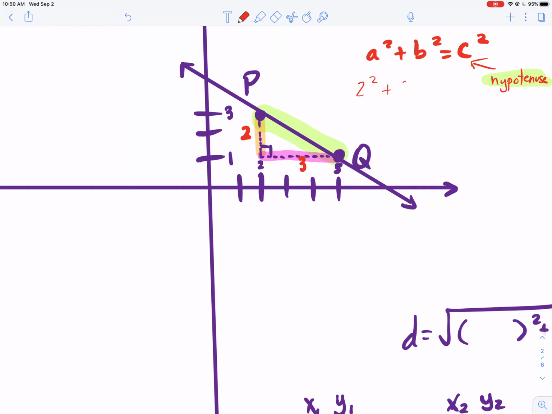So when I plug in my a and my b, the legs, it does not matter which one goes where. So I can say 2 squared plus 3 squared equals c squared, and then I would go through and I would solve. So I'd have 4 plus 9 equals c squared. I'd end up with 13. I'd take the square root, and I end up with this side being the square root of 13.